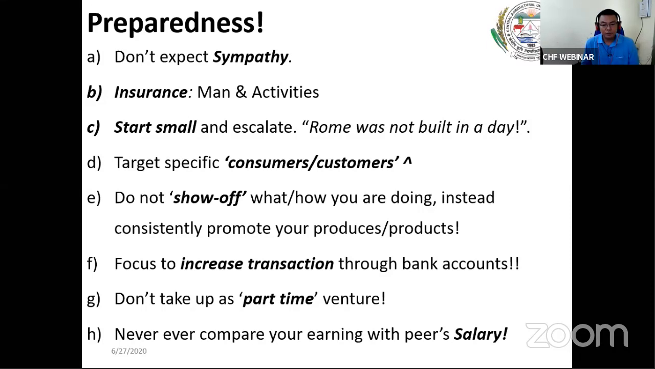Please never compare your earning with a peer's salary. "My friend is so and so, and he's earning this much, then I'm earning this much." If you are entering the agribusiness world, please never compare the salary of your peer with your earnings. Next, please.